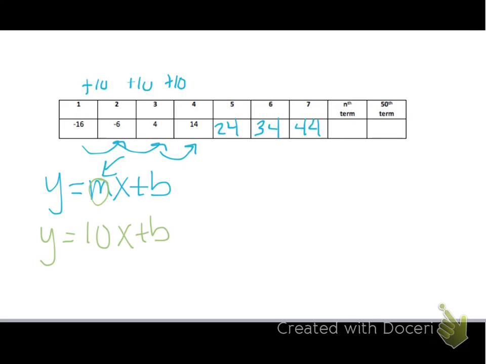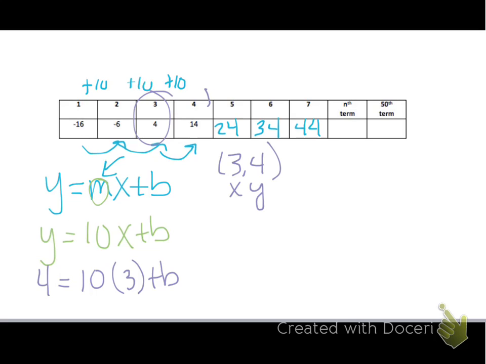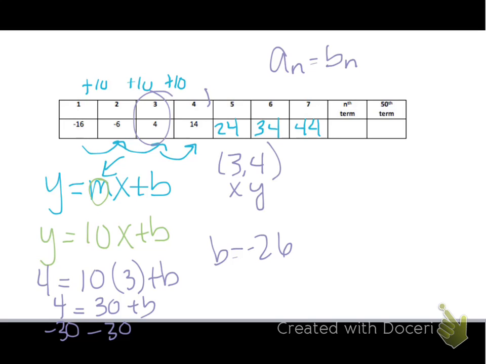Okay, now I need a point because I'm trying to find an equation. So let's say we pick this as my point. Let's pick an easier one. Let's pick 3, 4. So 3, 4 is my point. We're going to plug it in like our x and y. So I'm going to get 4 equals 10 times 3 plus b. We got to solve. Subtract 30. So b I have as being negative 26. So we got to rewrite our equation in terms of a sub n. So I'm going to get a sub n equals 10 times n minus 26.